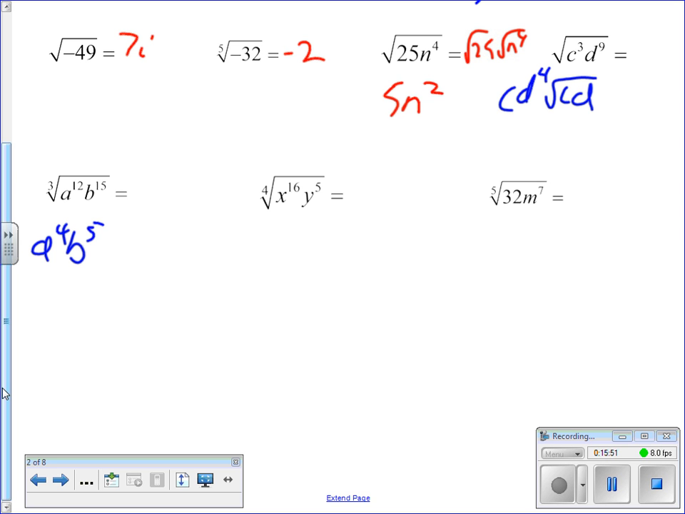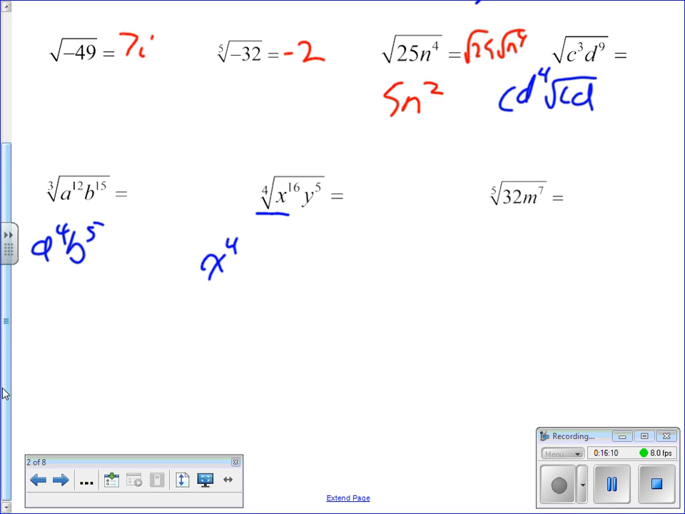Ooh, 4th root of x to the 16th, y to the 5th. Okay, 4th root of x to the 16th. 4 goes into 16 4 times evenly. So just dealing with this part here gives me x to the 4th.